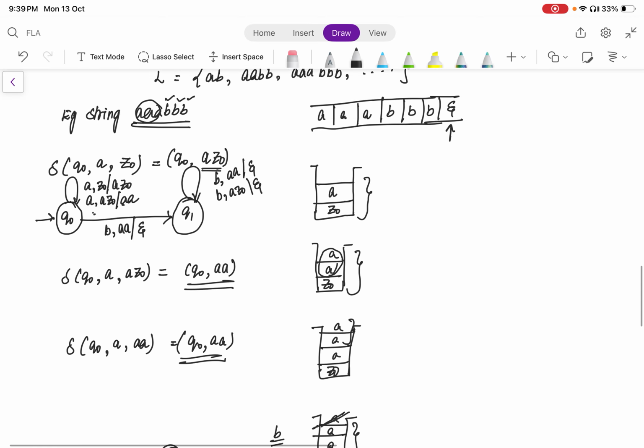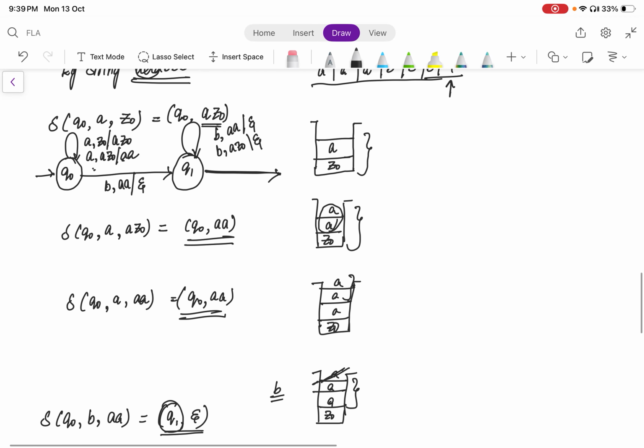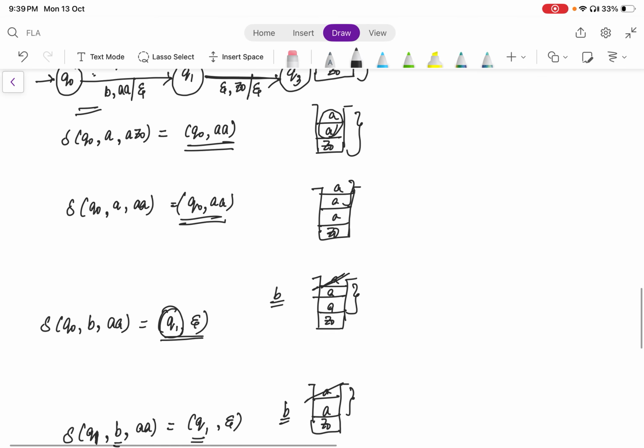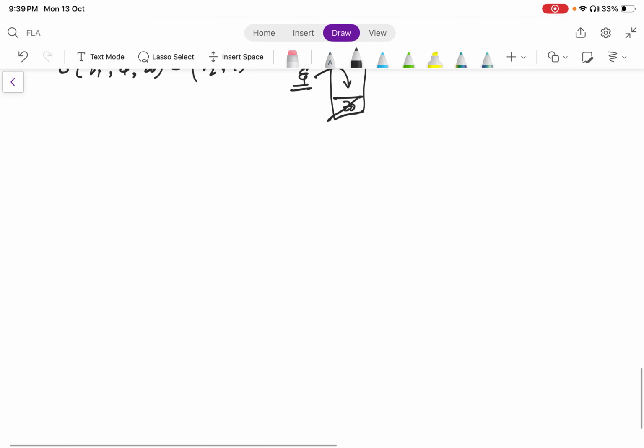So what will you do in the PDA? You move the state to q3. What is the transition? Your input symbol is epsilon, the stack state is Z0, you're popping, so epsilon. So this is your final PDA with all the transitions. Hope you understood.